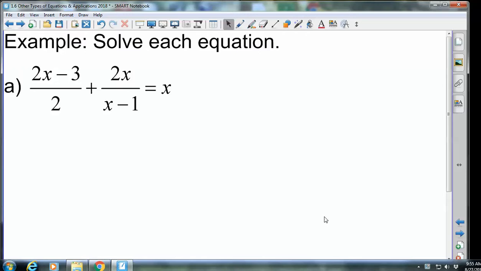So let's look at this problem. We need to solve this equation. There are several options for where to begin on a problem like this. Do you guys have any ideas what you might like to do?